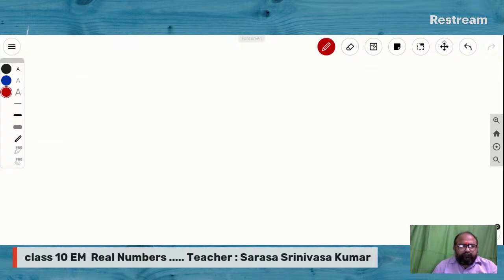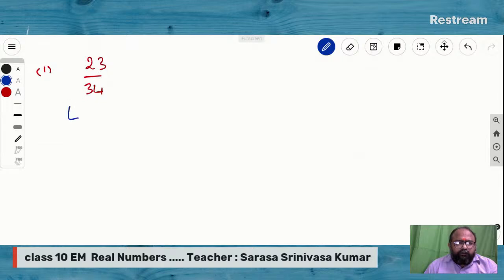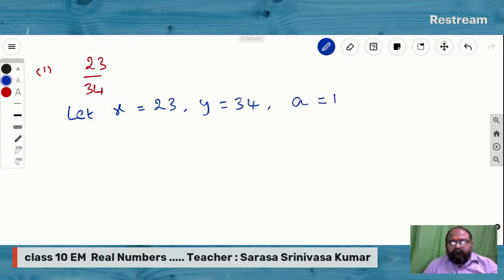Now the first problem, 23 by 34. Let x equal to 23, y equal to 34, and the base a equal to 10. Base a is taken as 10 in all problems in class 10, unless and until it is mentioned otherwise. We should take base a equal to 10.